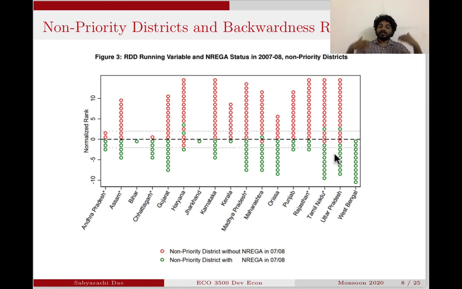So there is a cutoff rule that the authors can use. So that gives them a regression discontinuity design. Why discontinuity? Because the normalized ranks, you can think of that as a continuous variable. That's a running variable, below which you get treated, above which you don't get treated, right?